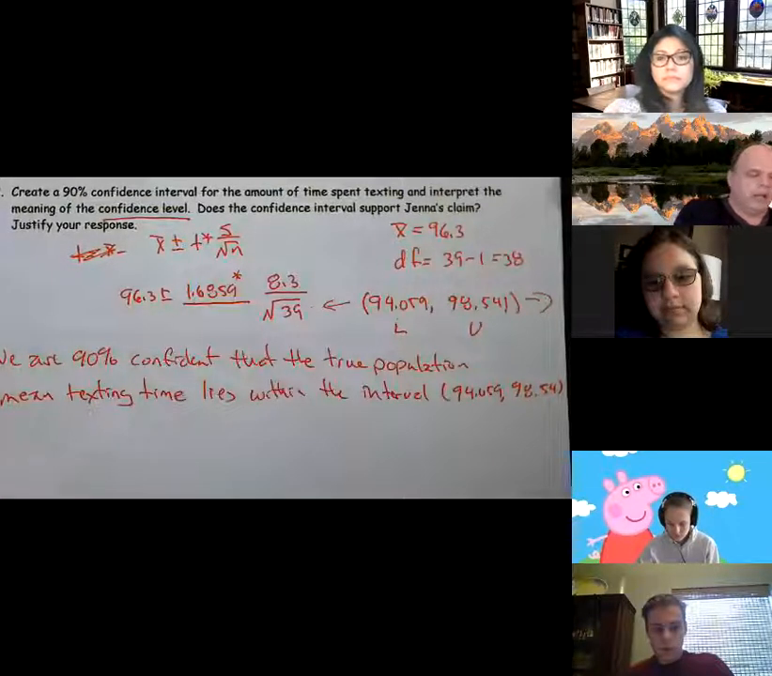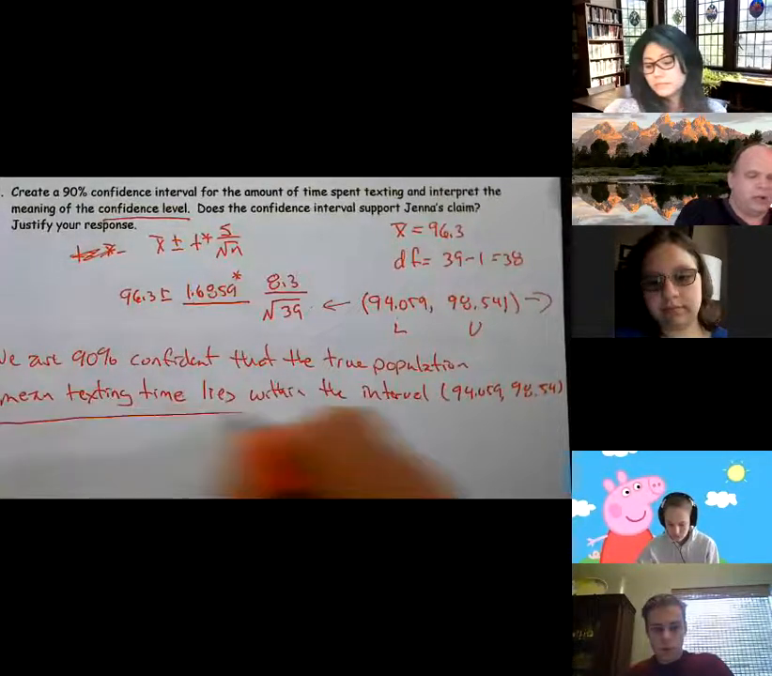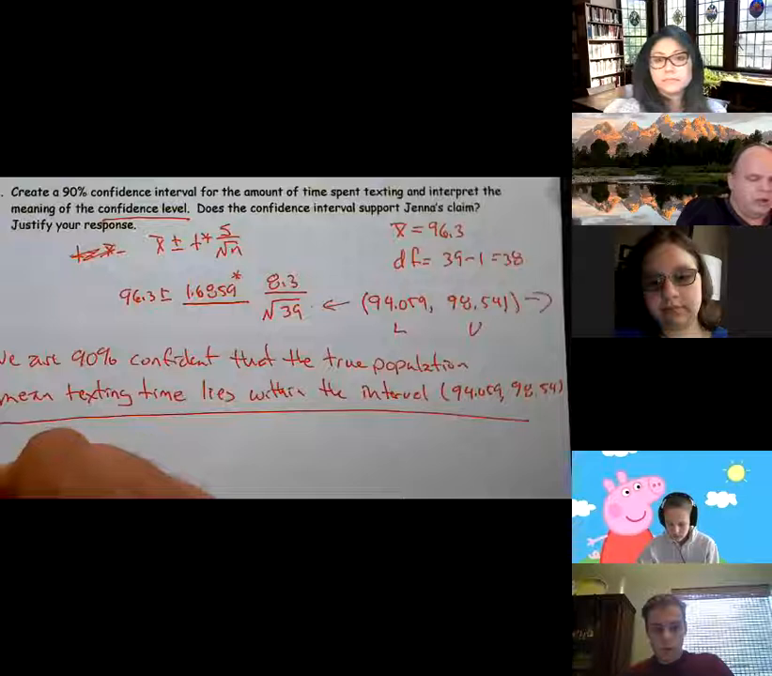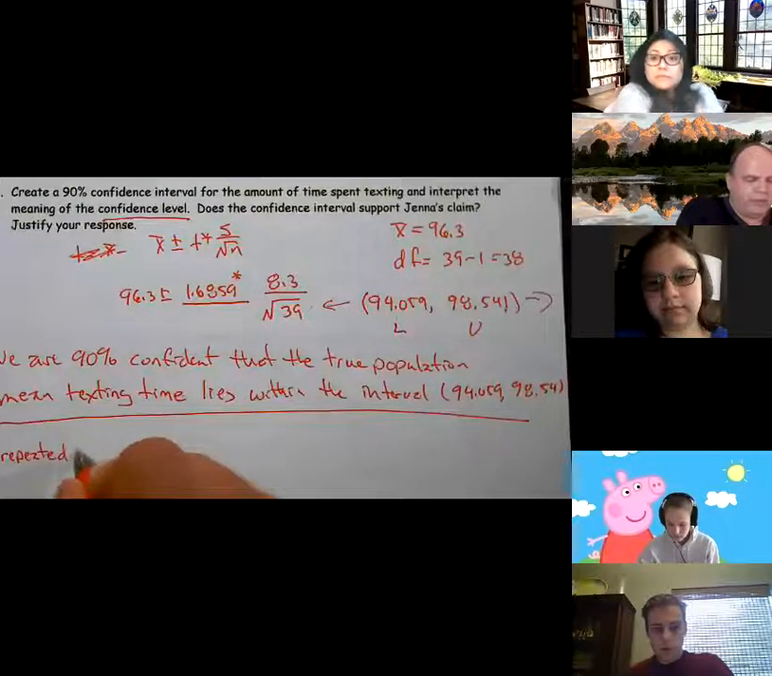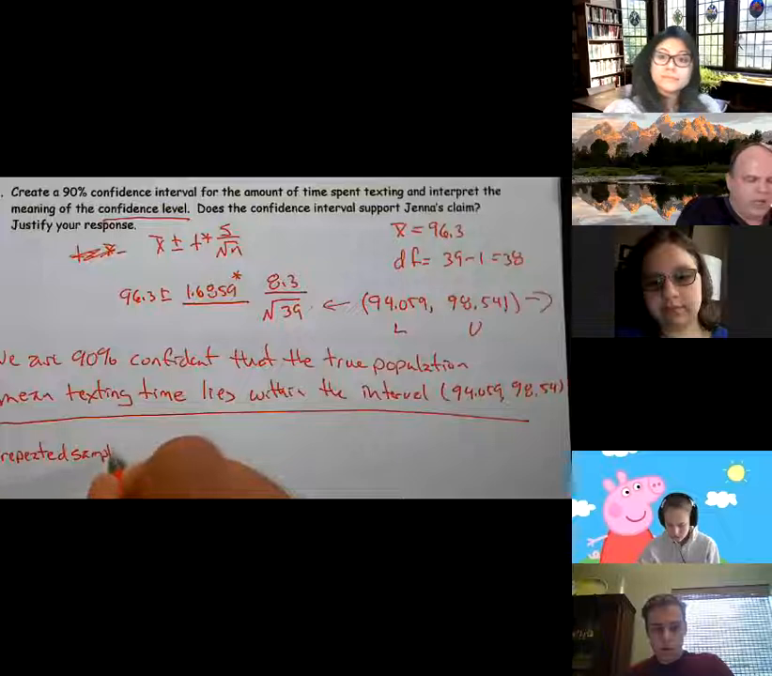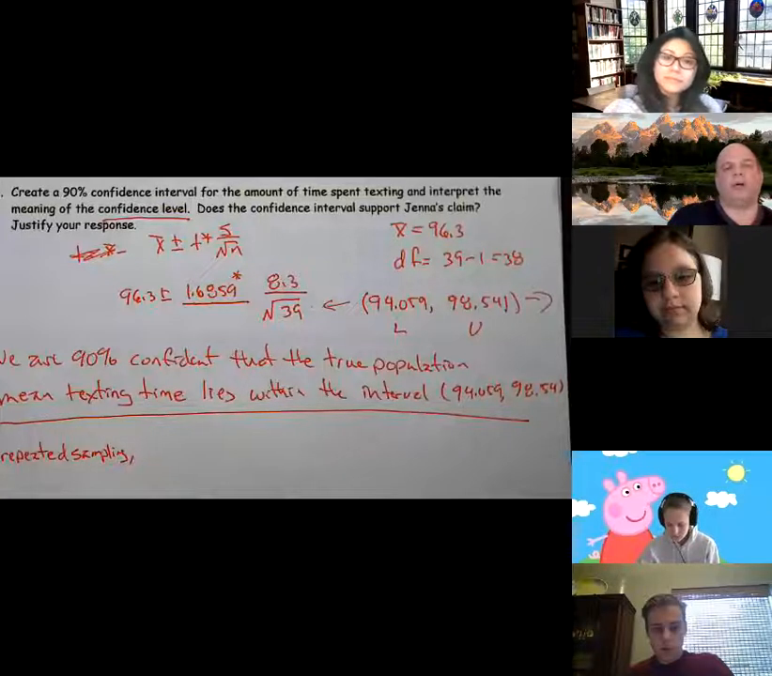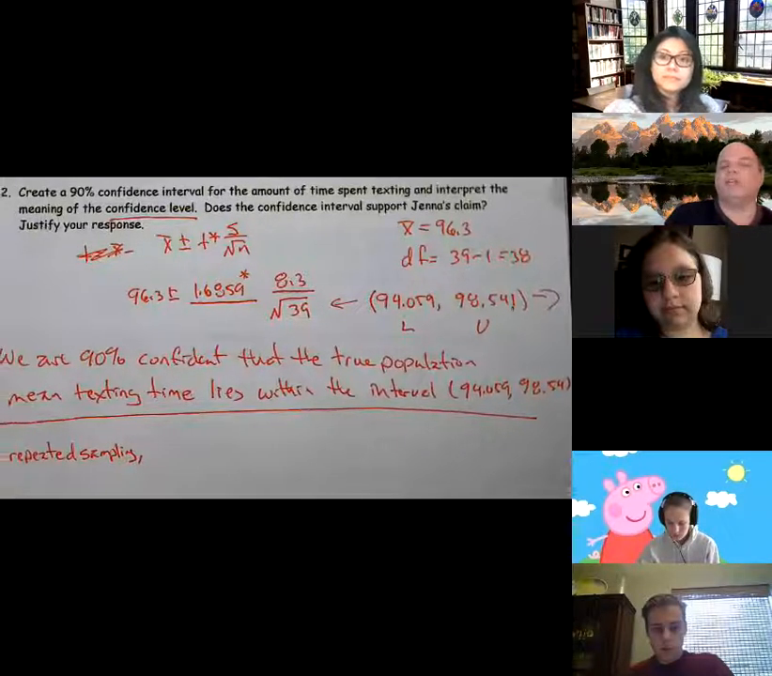That's where we're going to say "in repeated sampling." I'm going to pause for just a moment and talk about in repeated sampling. This means if I did it over and over and over again, specifically if I did it an infinite number of times, or if I did all possible combinations, 90% of them would contain the population mean.